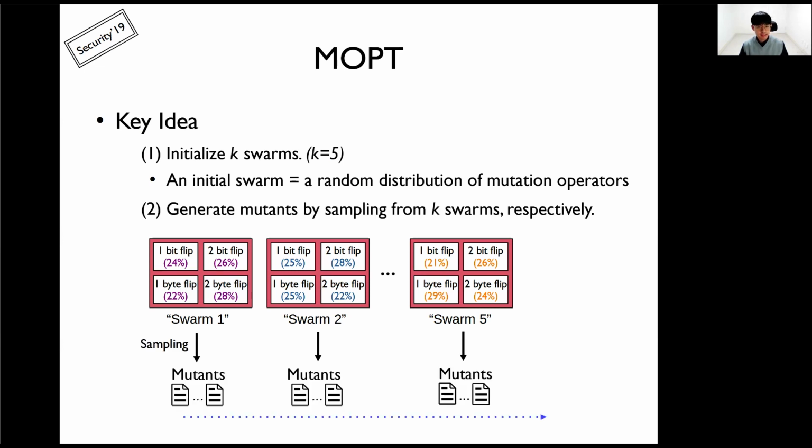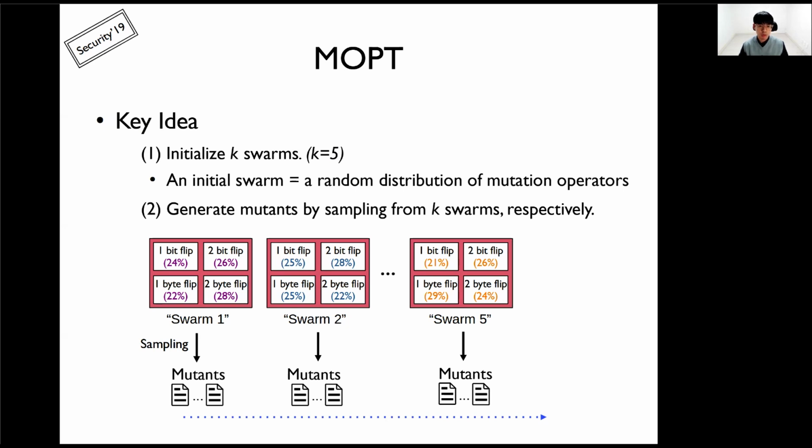And then this learning algorithm simply generates many mutants by sampling from each swarm respectively. As a detail, this technique generates about 10,000 mutants based on each swarm. That is, it will generate 50,000 mutants in total during a single iteration.